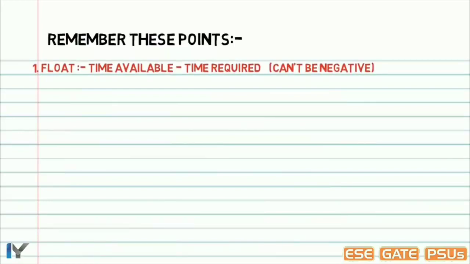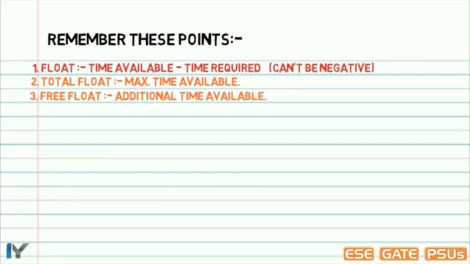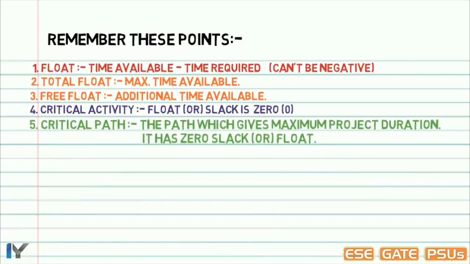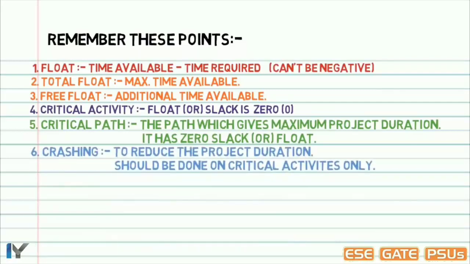Float is time available minus time required, and it can't be negative. Total float is maximum time available. Free float is additional time available. Critical activity has zero float and zero slack. Critical path is the path which gives maximum project duration. It has zero slack or zero float.